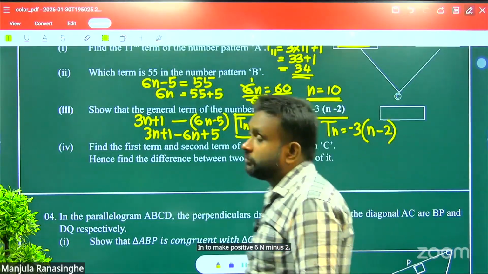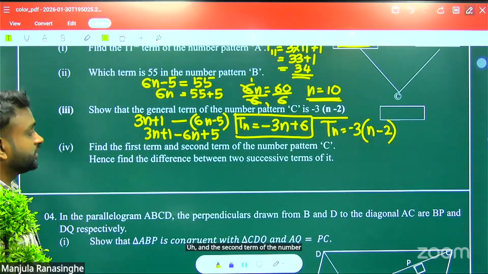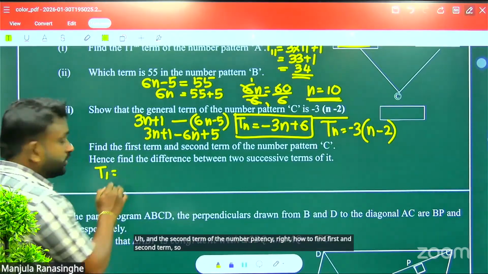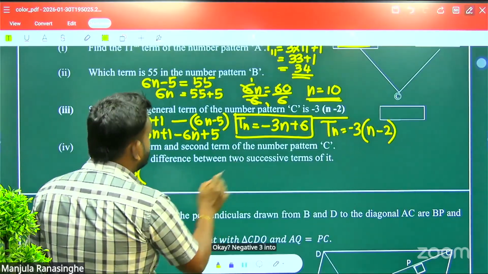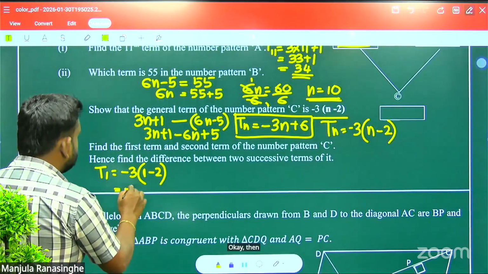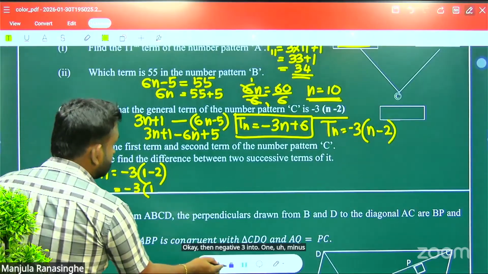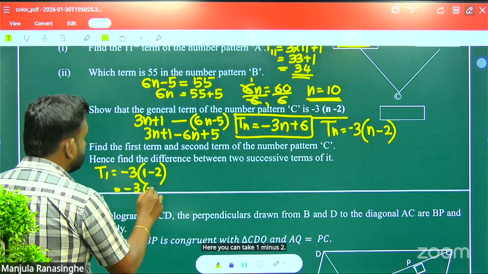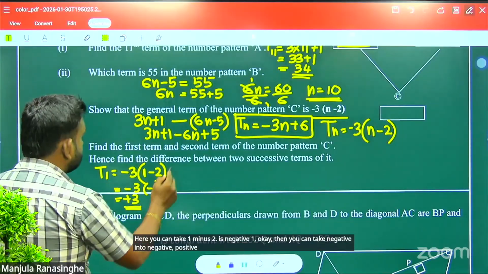So they ask to find the first term and the second term of the number pattern C. How to find the first and second term? T1 equals negative 3 into the first term, so substitute n as 1: negative 3 into 1 minus 2. 1 minus 2 is negative 1. Then negative into negative is positive 3. That is T1.